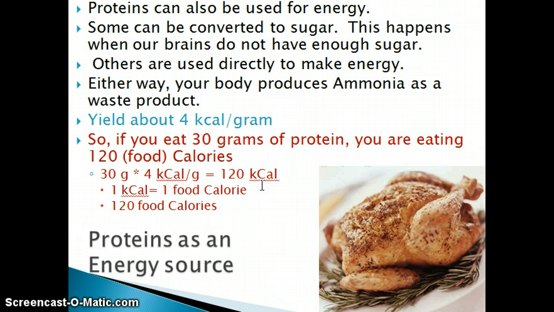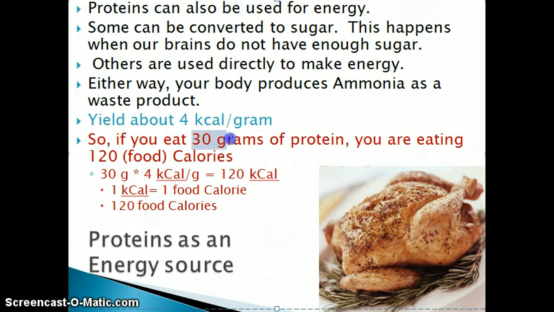Proteins can be used for energy too. Your body would rather not. Only about 10% of your calories come from proteins. And some of them, you could break them down and make sugar. Others are used directly as energy. Now, either way, your body's going to produce ammonia, which is a waste product. Ammonia gets changed to urea, gets excreted through the kidneys. You eat a lot of protein, a lot of this occurs, and it puts stress on the kidneys. They too yield 4 kilocalories per gram. Remember, carbohydrates yield that too. Lipids yield 9 kilocalories per gram.